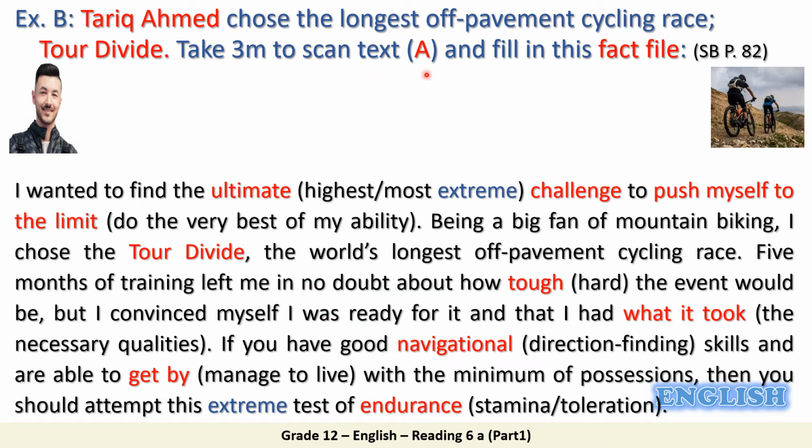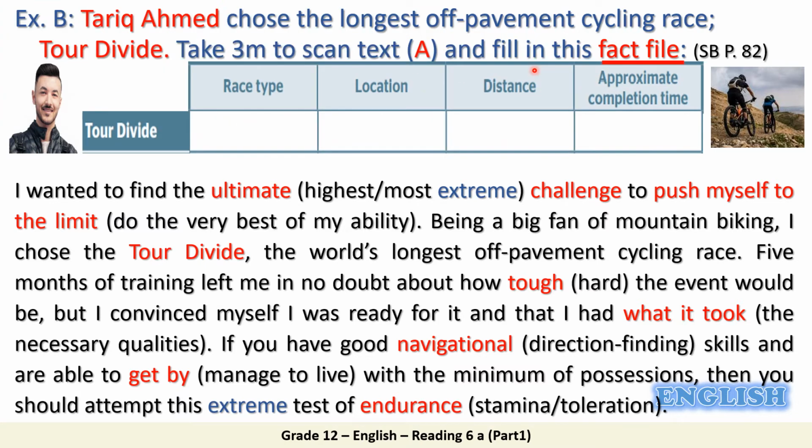Dear student, text A is about Tariq Ahmed. He chose the longest off-pavement cycling race, which is Tour Divide. Please take 3 minutes to scan this text and fill in the fact file. This is called fact file. It's a file that should contain facts taken from the text. It is one of the most common types of questions on informational reading passages.